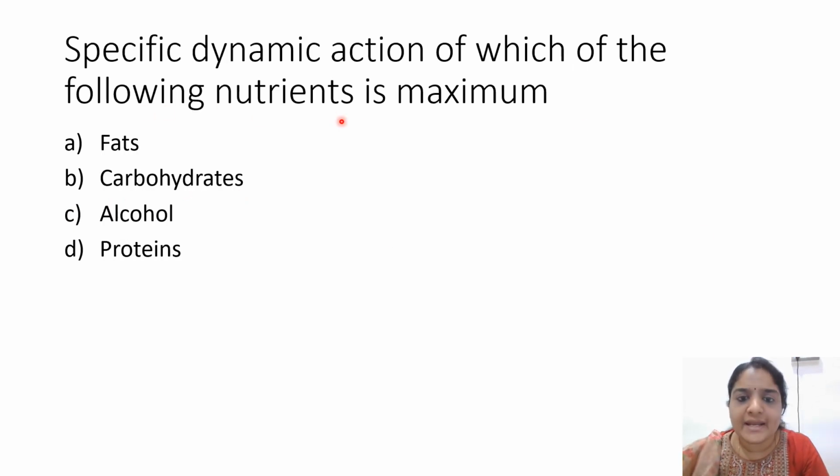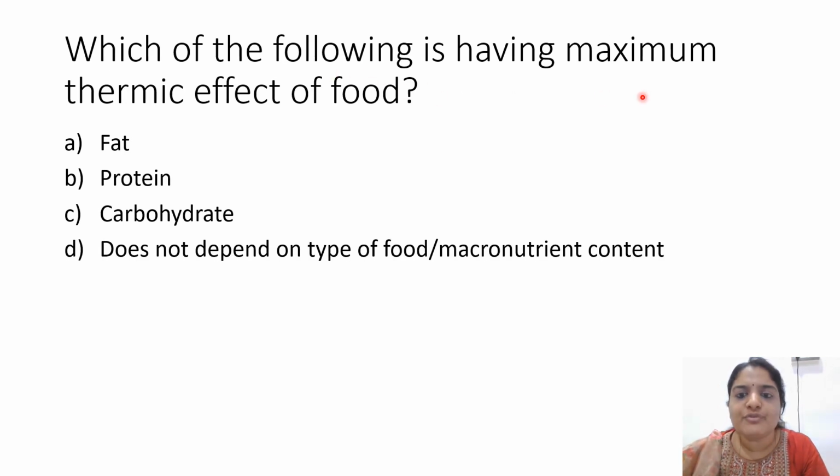The specific dynamic action of which of the following nutrients is maximum? It is for proteins. The answer is D, proteins. Which of the following is having maximum thermic effect of food? The maximum thermic effect or the maximum SDA is for proteins.